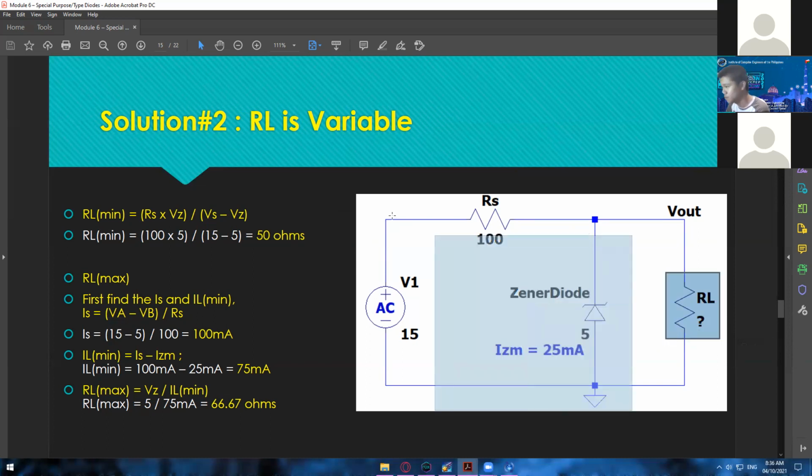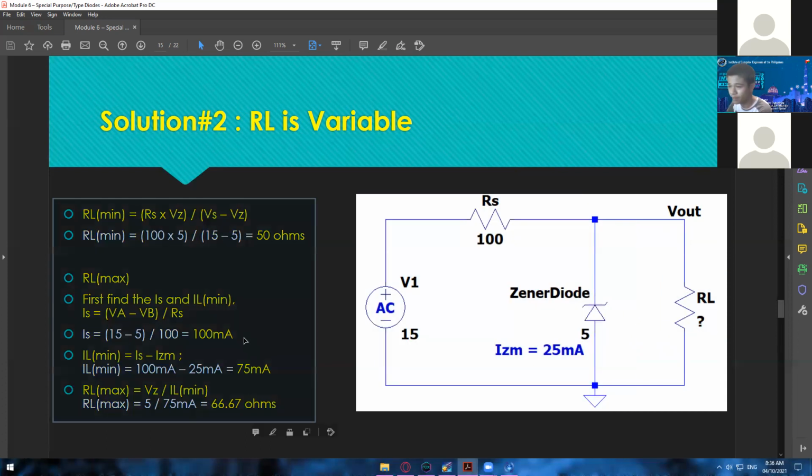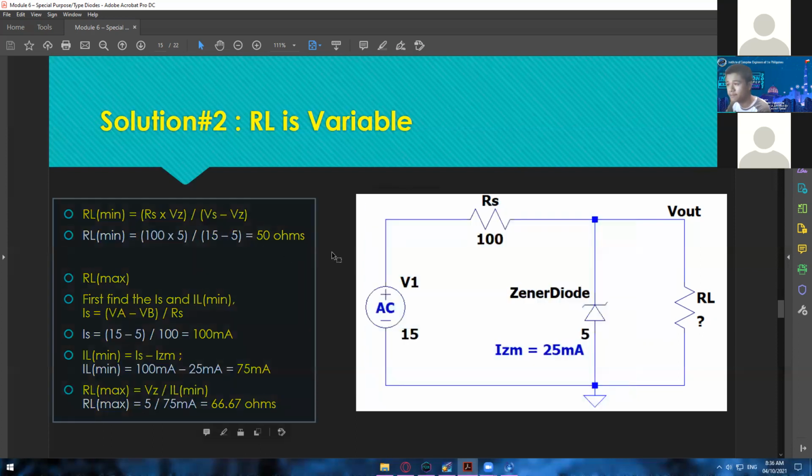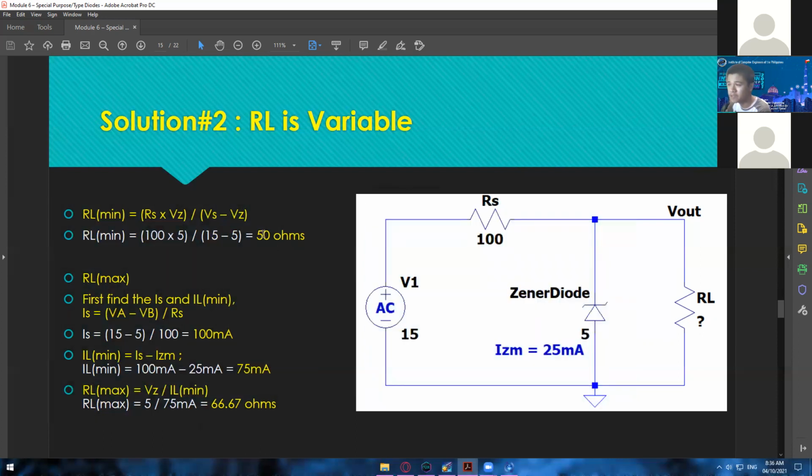Meaning this is the minimum value that we can put on this RL right here, and this will still work as a perfect voltage regulator, and we can have a maximum value of 66.67, and this will still work as a perfect voltage regulator. Or we can have values between 50 to 66.67. Other than that, this voltage regulator might not work properly if it's not within the range of these values.